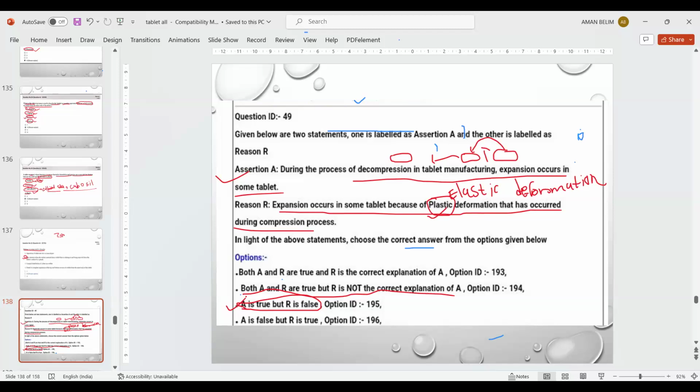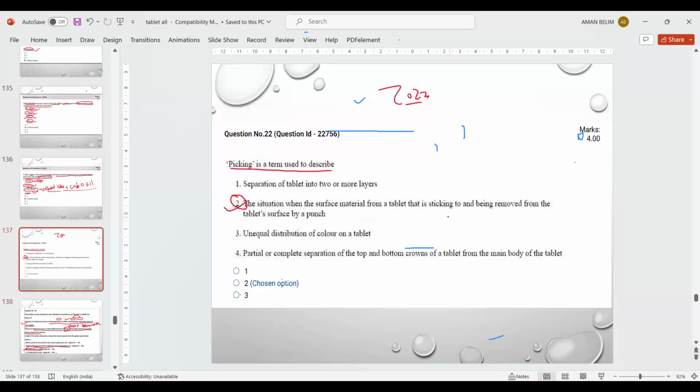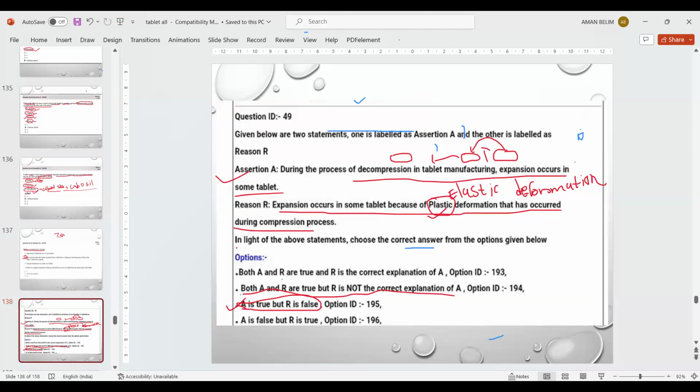So you have to take alertness. Be alert while reading the question. Read it with an alert mind. This is the kind of change they can make, and they will ask you questions. So the answer is A is true and R is false, because elastic deformation will take place, not the plastic.